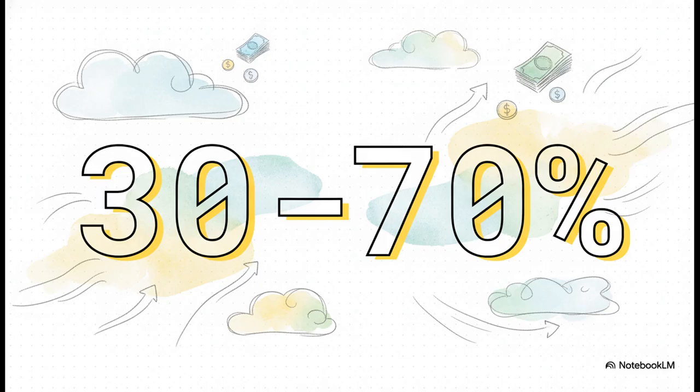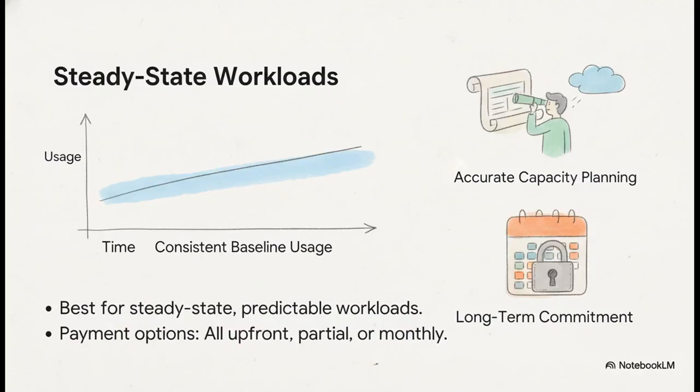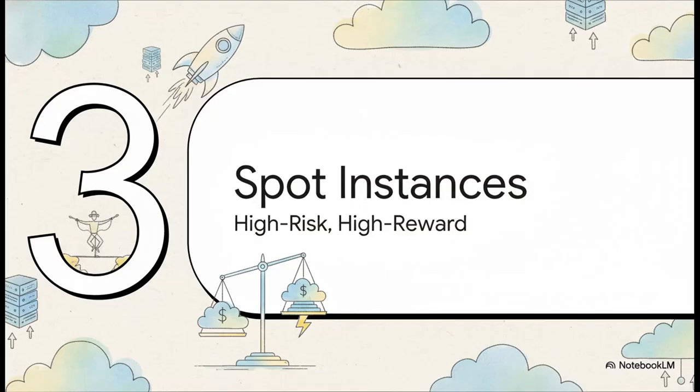That's a game changer. But, and this is the important part, it all hinges on predictability. This is for your steady state workloads, the stuff you know is going to be running. You have to be able to do some planning and say, yep, this is our baseline, because that's what you're committing to.